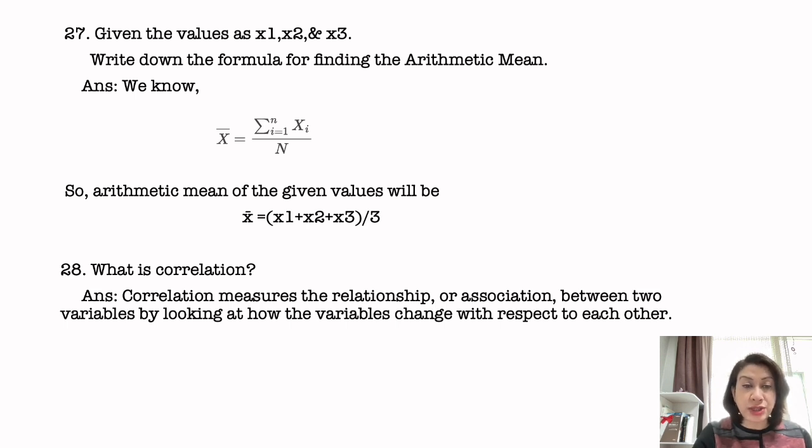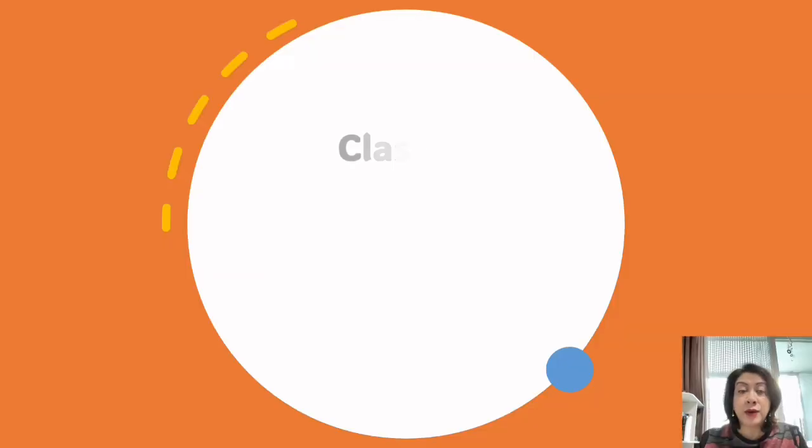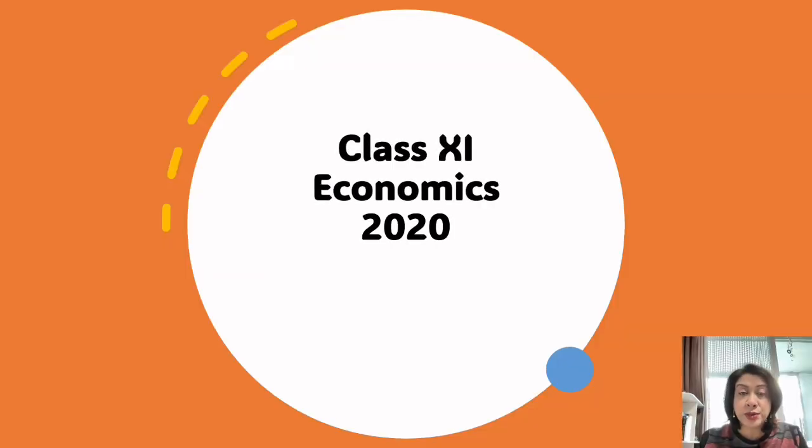What is correlation? Correlation measures the relationship or association between two variables by looking at how the variables change with respect to each other. Now we are proceeding to the question paper for the year 2020.